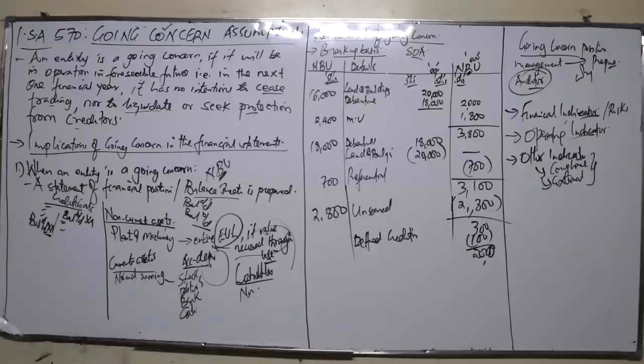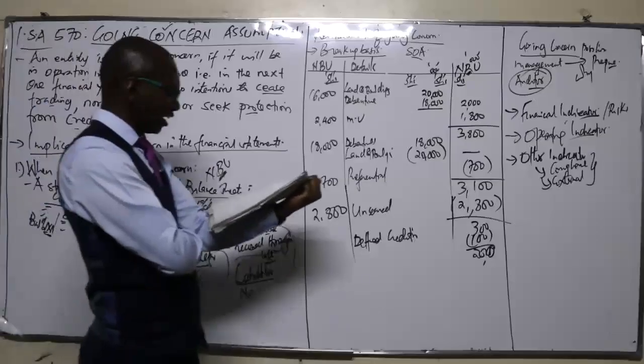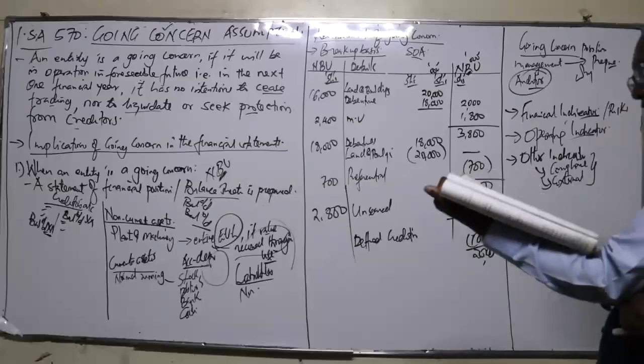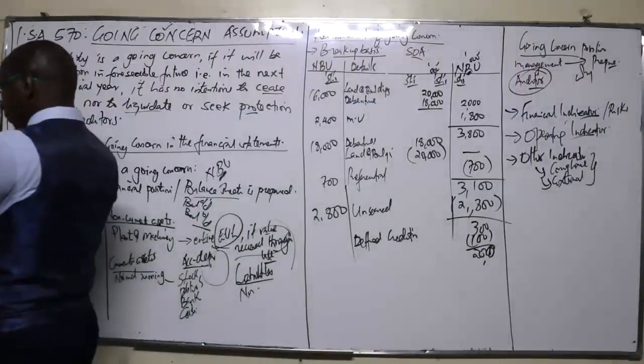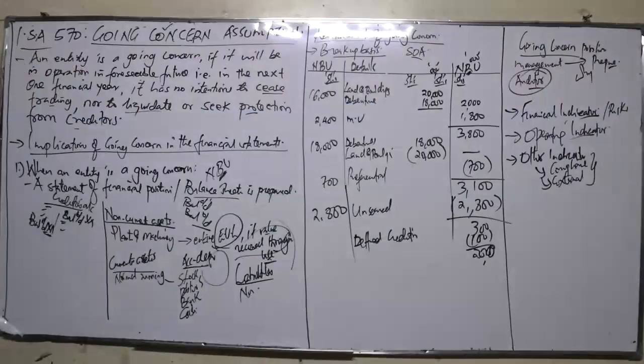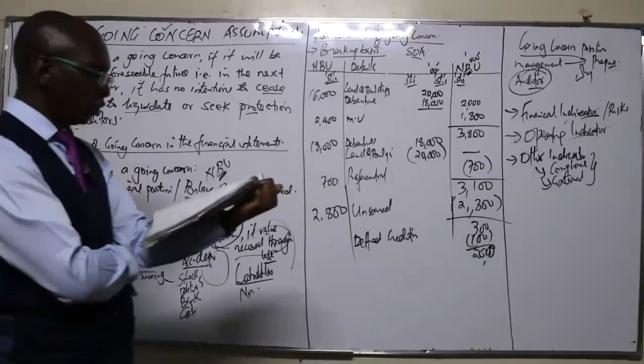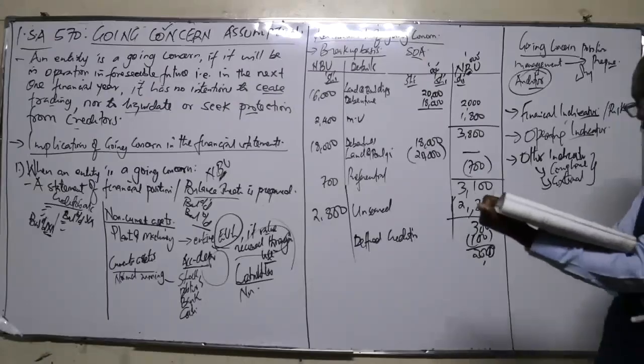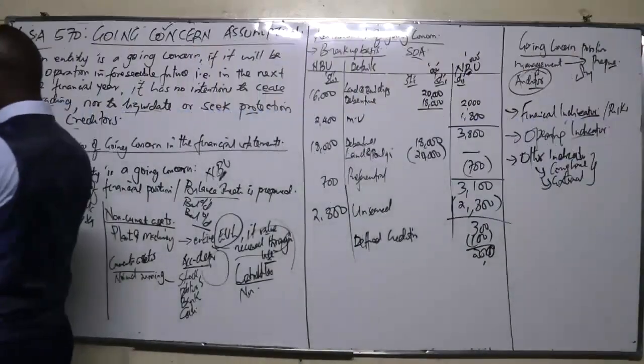Roman number one, assets are recognized and measured on the basis that the enterprise expects to recover through use or realization of the recorded amounts, full stop.